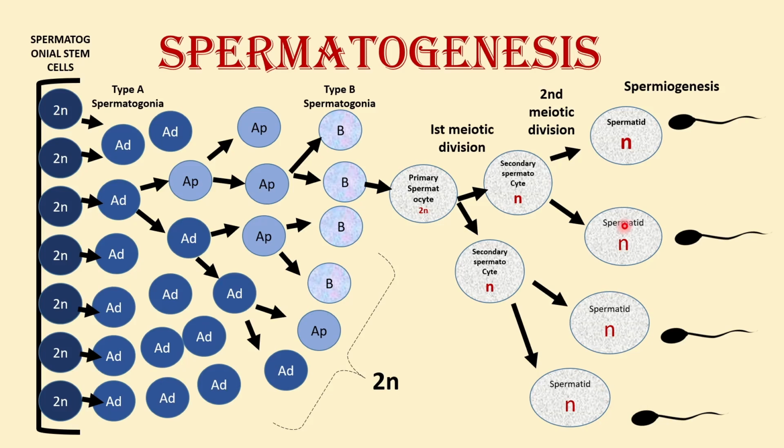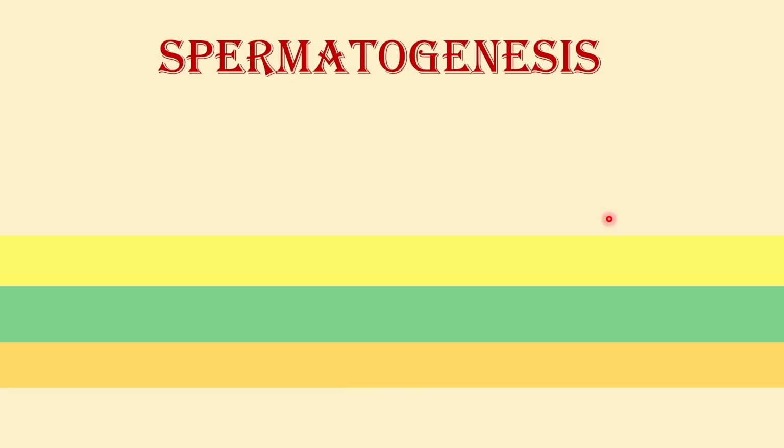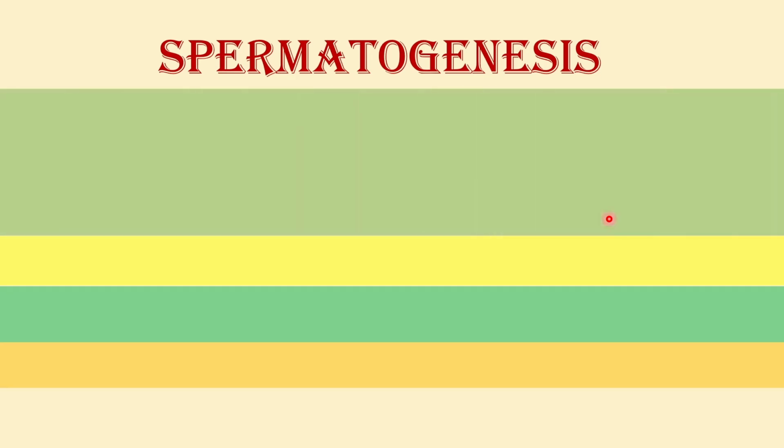Now you should remember that inside the seminiferous tubules, there are different types of spermatogonial cells like type A and type B. Among these, type B spermatogonium forms the primary spermatocyte. Type B spermatogonium divides mitotically and then differentiates into primary spermatocyte, then secondary spermatocyte, then spermatids and sperms. Okay, this is the generalized diagram showing spermatogenesis.